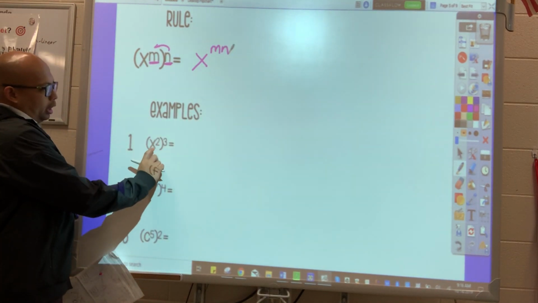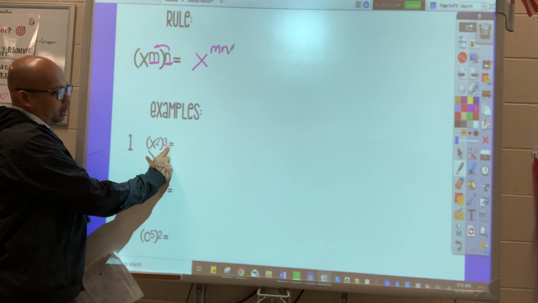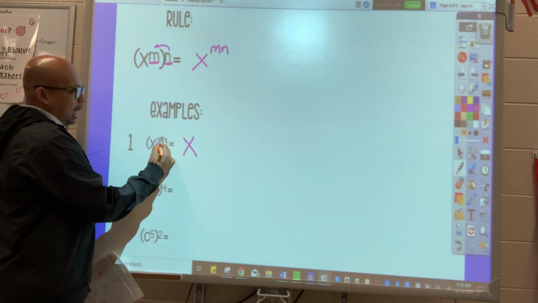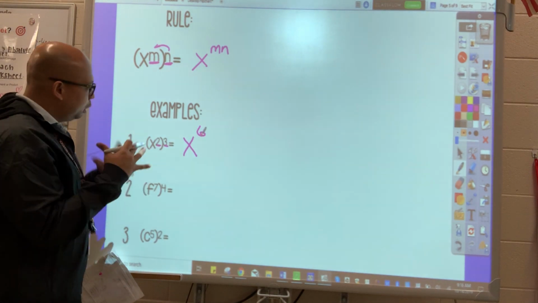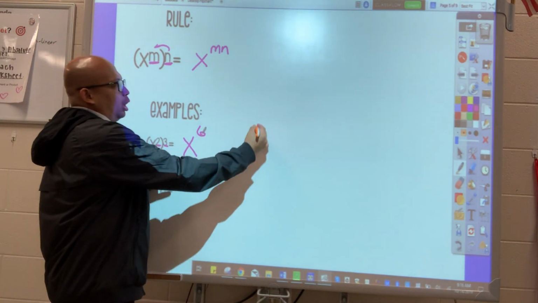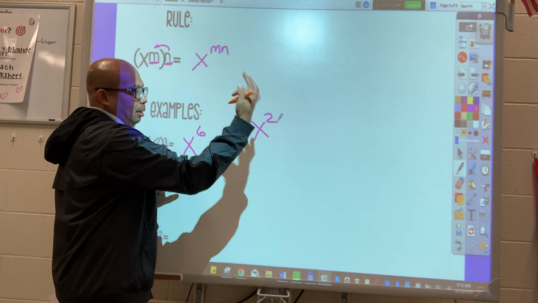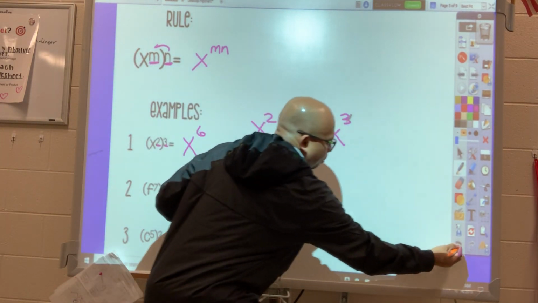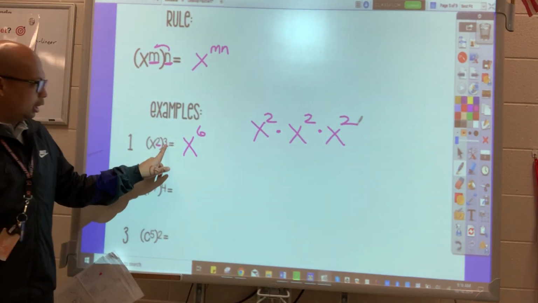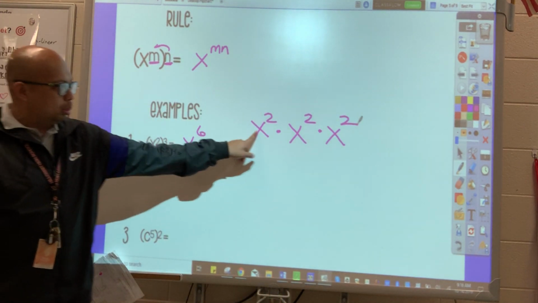So x squared to the third power, the answer here would be x to the 2 times 3, which is 6. What's the logic behind this? Let me show you. Let me do some teaching here. The meaning of that one, you have x squared 3 times. Why 3 times? Because the power outside is 3, so there should be 3 of them.